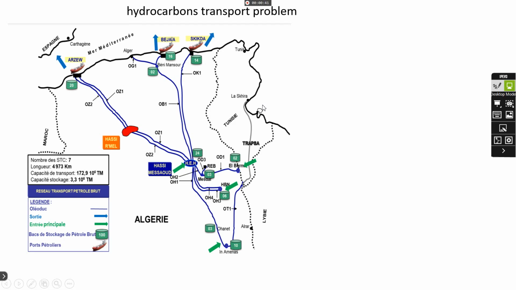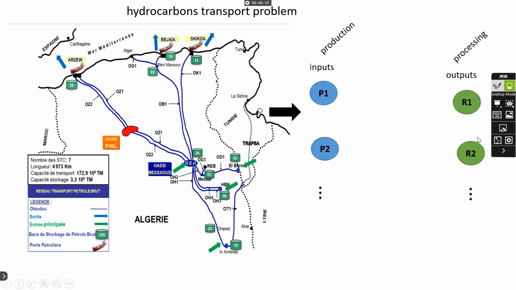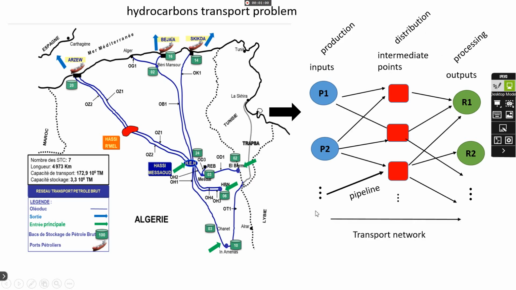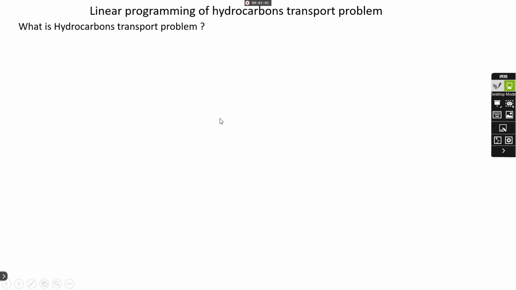Now we can represent this plan by a transport network. In the input points we have production stations, and in the outputs we have processing stations. In the intermediate points we have distribution stations. The points are connected by the pipelines. In our case, we focus on linear programming of the hydrocarbons transport problem.